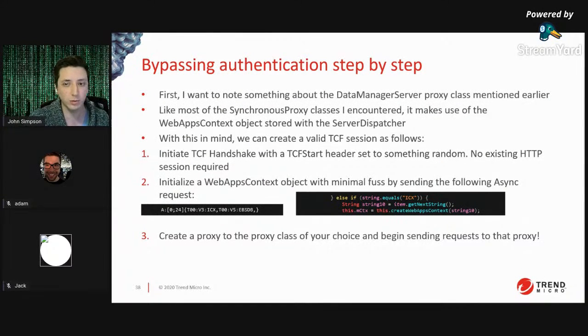So, a simple step-by-step to bypassing authentication in an unpatched Oracle EBS. First, really quick, I just want to note something about the data manager server proxy class that I mentioned earlier. Most of the synchronous proxy classes I encountered through my research make use of that web apps context object that's stored with the dispatcher, not the one that we just looked at in the patch, because that was added and didn't previously exist. But with that in mind, we can actually create a valid TCF session as follows.